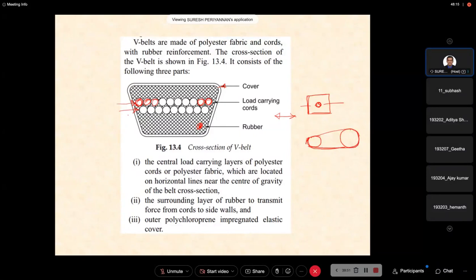Now power is here. Rotary motion converted into linear motion, again linear motion converted to rotary motion. Now why are these load carrying cords at the center of gravity of the belt cross section? Why can't we keep them here?